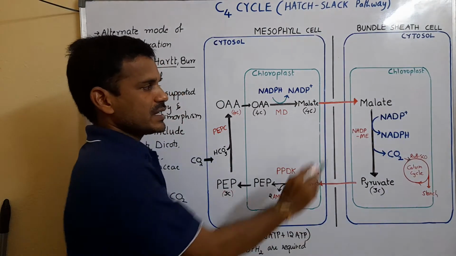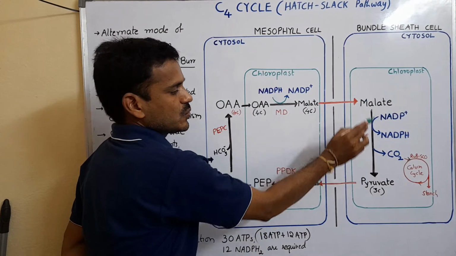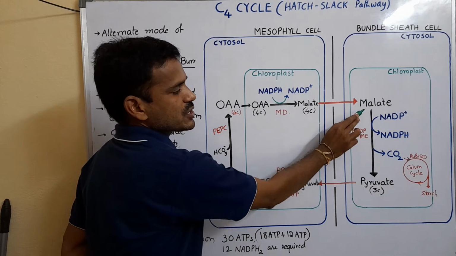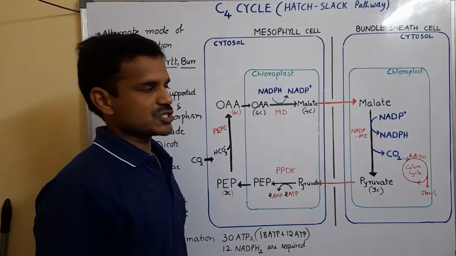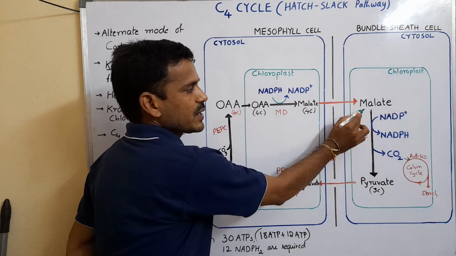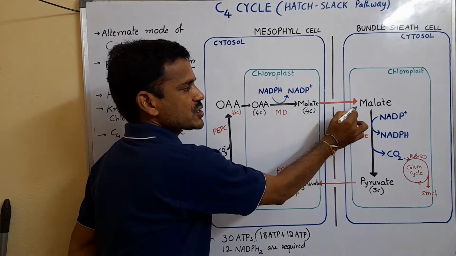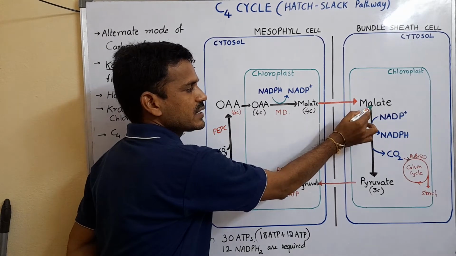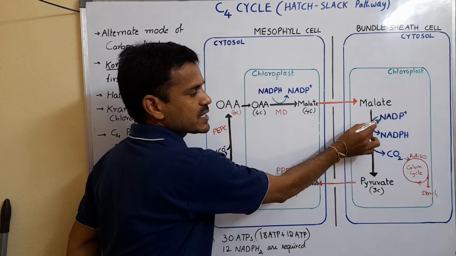Here, malate is converted into pyruvic acid after dehydrogenation and one decarboxylation reaction. So malate is undergoing dehydrogenation. The hydrogens are removed from malate and captured by NADP plus.